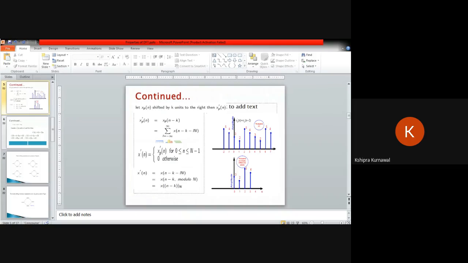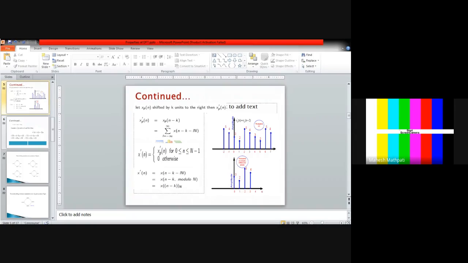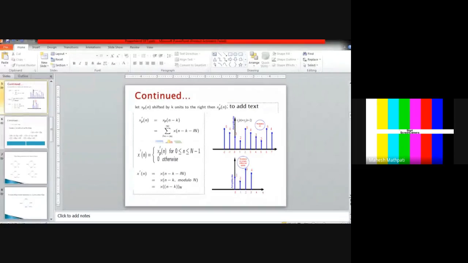Yes, sir. Okay, so we write the sequence as x dash of n equals x dash p of n for the limit 0 to n minus 1. So what is this relation now? After applying the time shift property to the periodic sequence, we have at 0 the sample 3. In the first diagram you can see, at 1 it is 2, at 2 it is 5, at 3 it is 4. So this is how we write the relation.